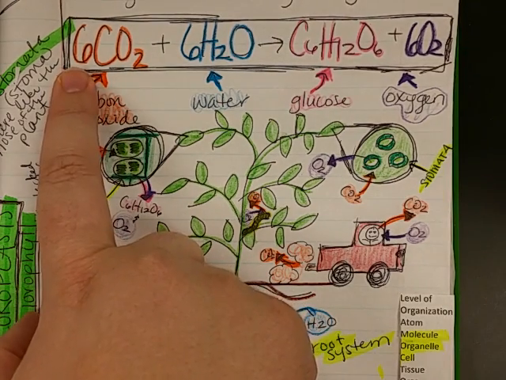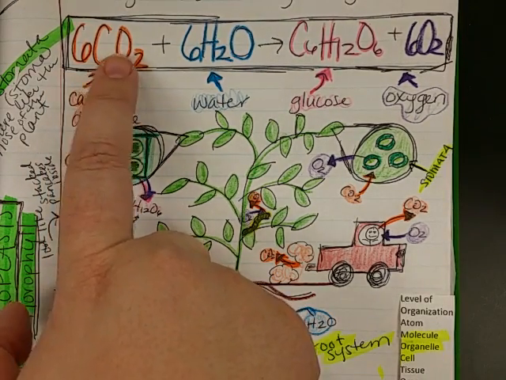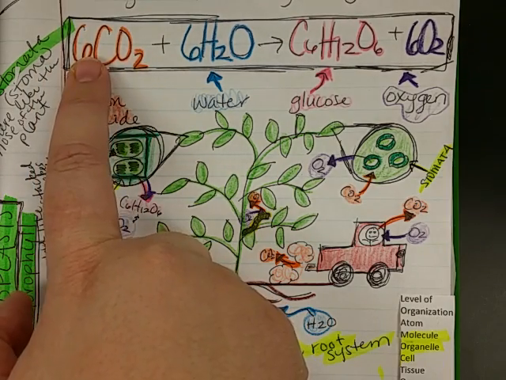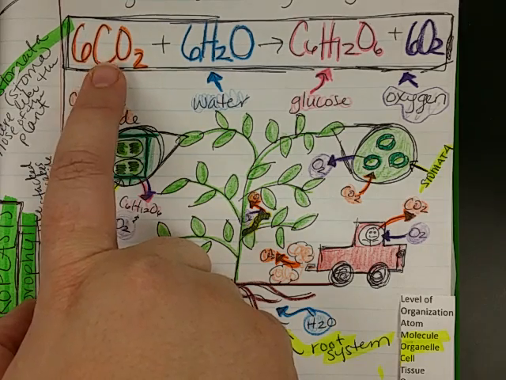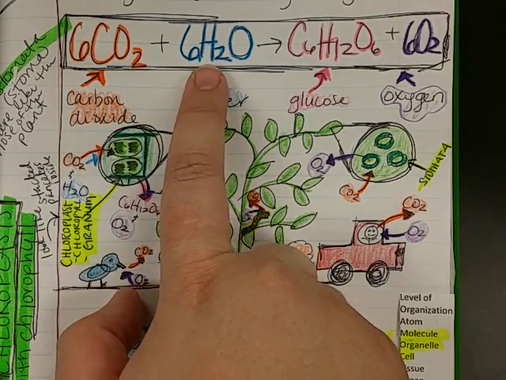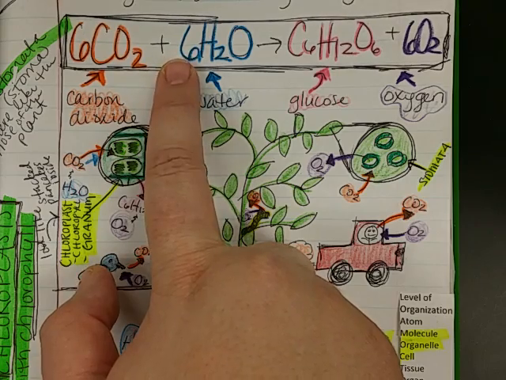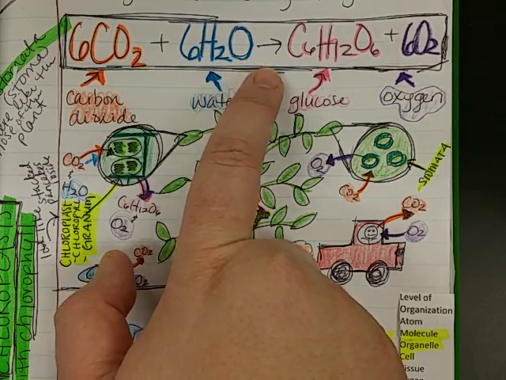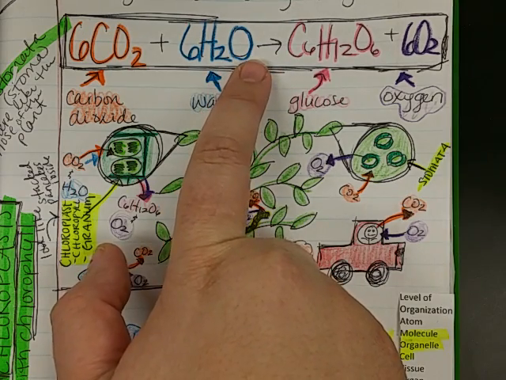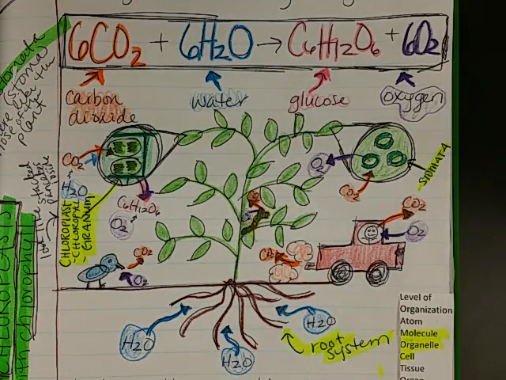Right here, we've got 6 carbon, and this is O2, so we have to multiply this. There's 12 oxygen atoms, 6 carbon. There are 12 hydrogen atoms, you have to multiply 6 times 2, and then this one is a 1, so 6 times 1, there are 6 oxygen atoms, and that's how you balance chemical equations, okay?